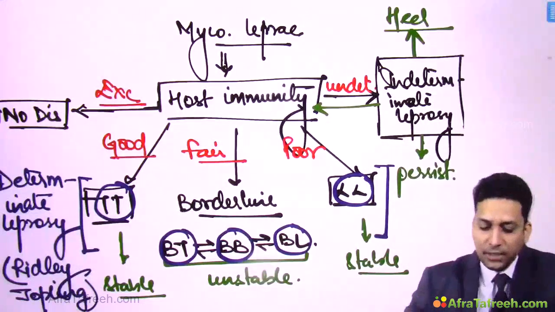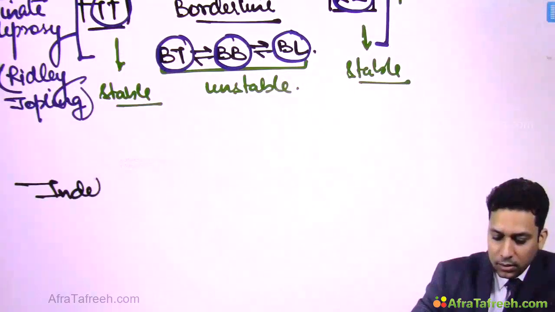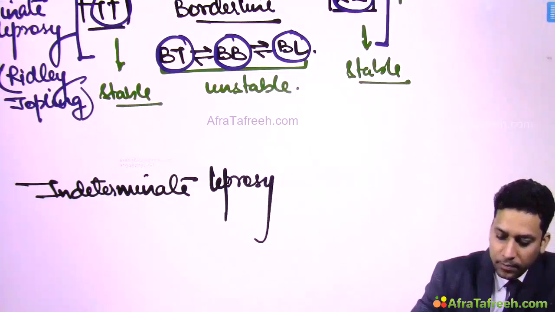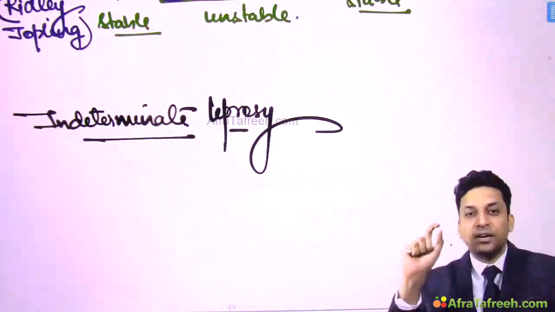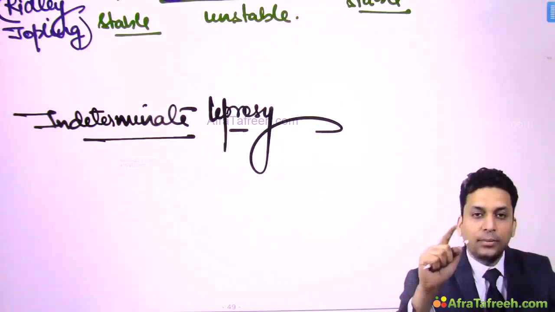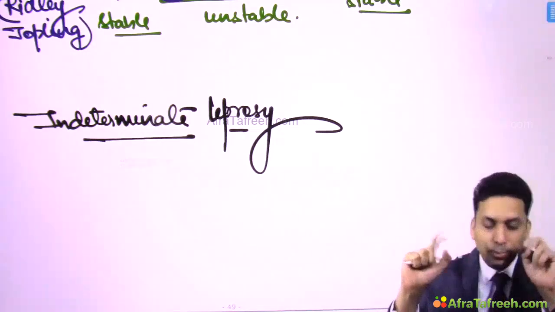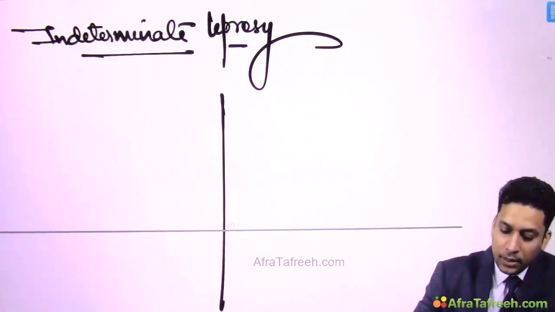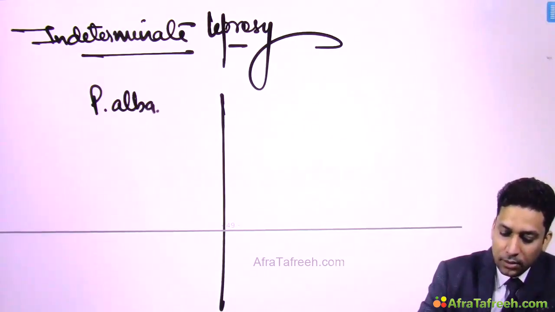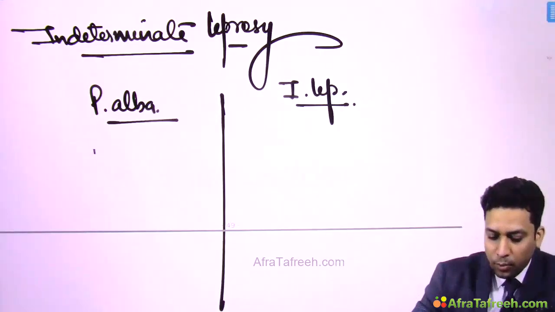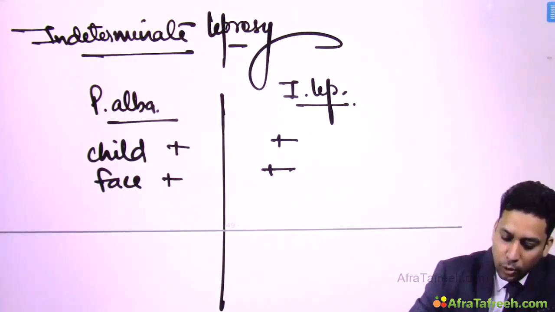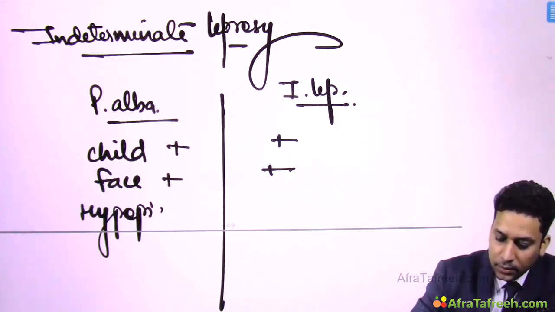Now let us discuss all these types individually. First is indeterminate leprosy. If you recall, while discussing pigmentary disorders, I have already discussed indeterminate type of leprosy along with pityriasis alba, because both may have similar presentation. So let us quickly revise the points which we have already written. Pityriasis alba and indeterminate form of leprosy: what are the common features? Both are commonly seen in children. Common site involved is the face. Both present with hypopigmented lesions.